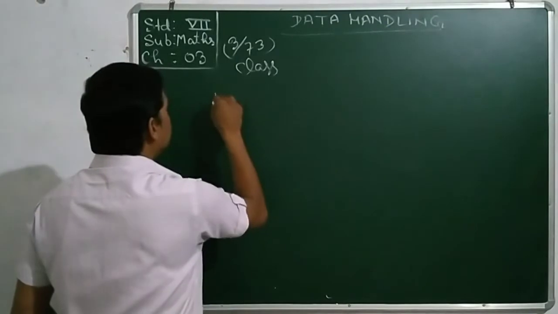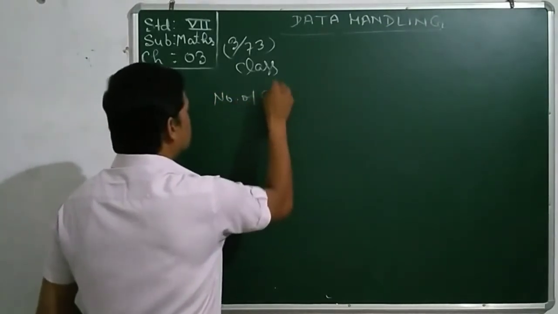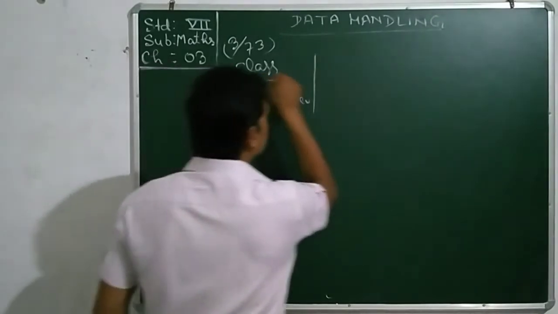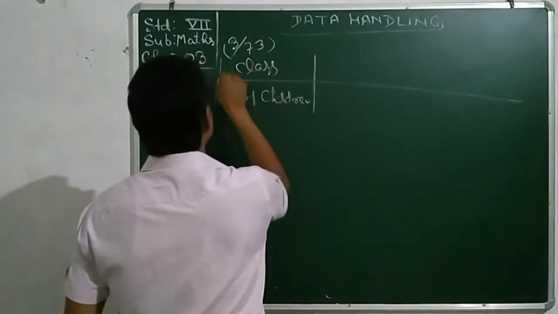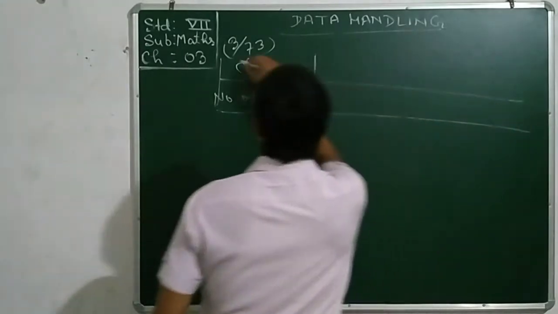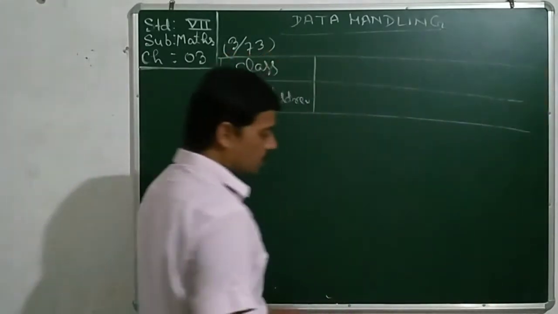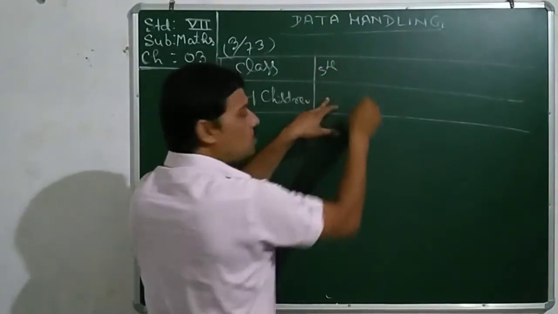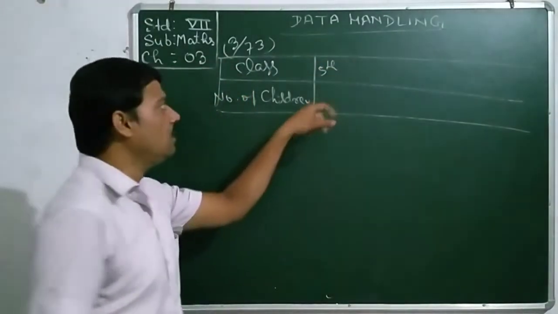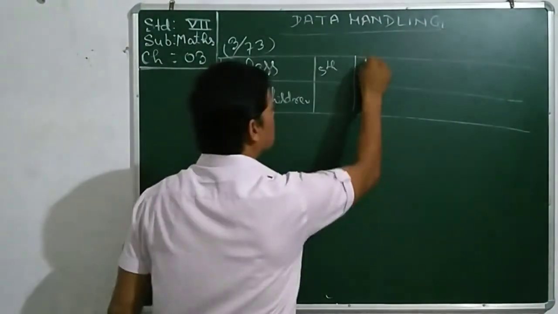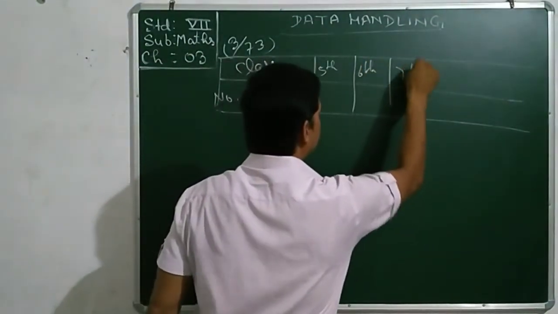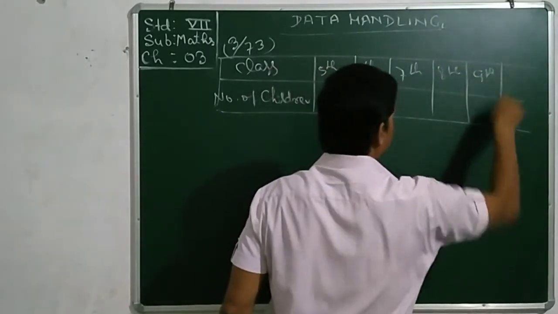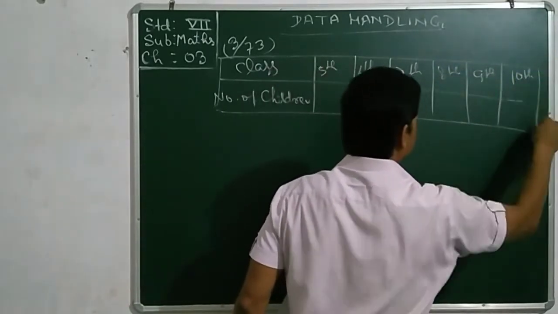And number of children. Fifth, I am writing like this. However, in your book it is given in words. Then 6th, 7th, 8th, 9th, and the last one is 10th.